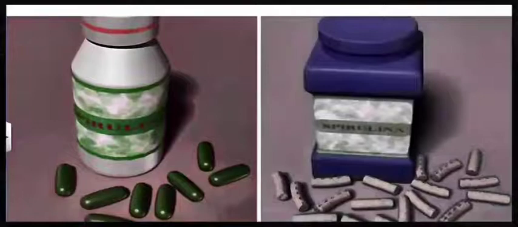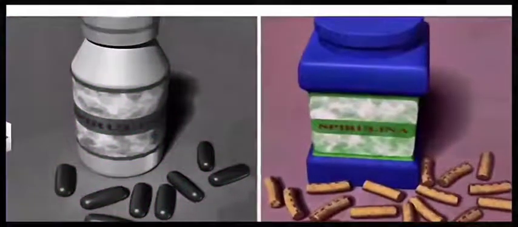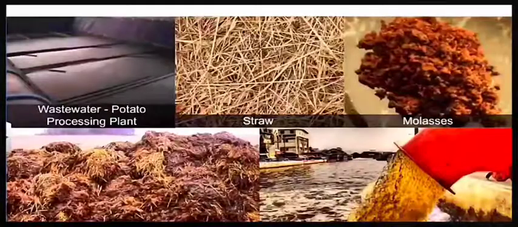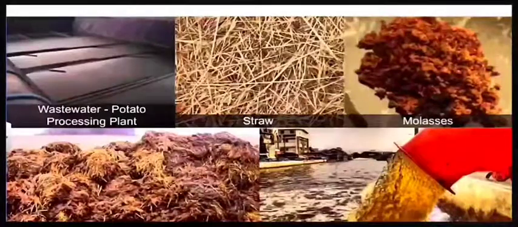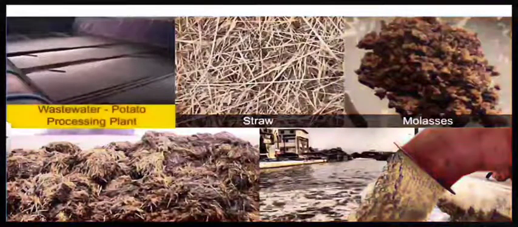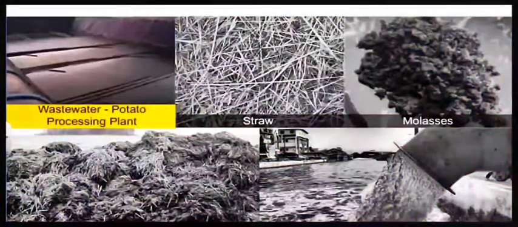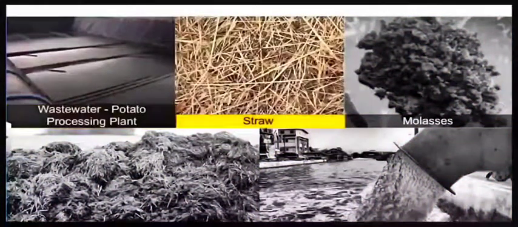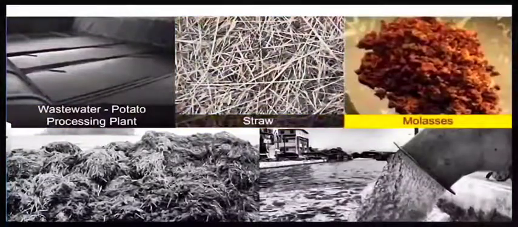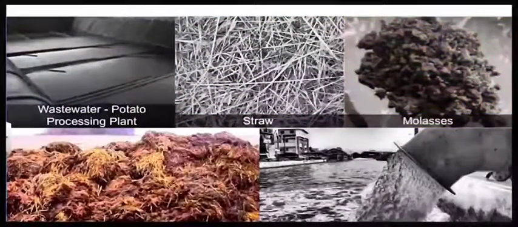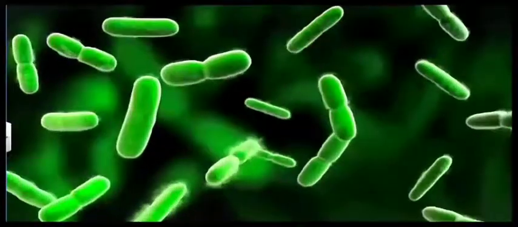And to grow this spirulina, we need only waste products like wastewater coming from potato processing plants, or agriculture leftovers like straw, molasses, or even sewage water. So by this process, we are cleaning the environment. It is called bioremediation.